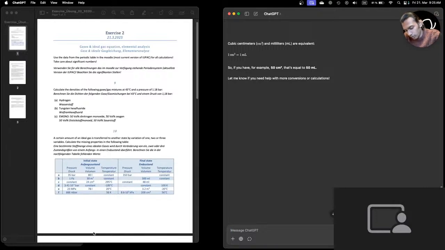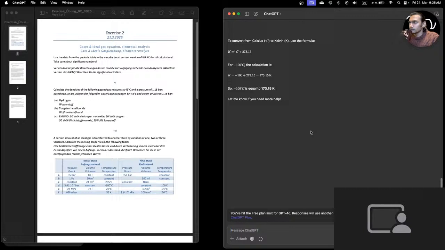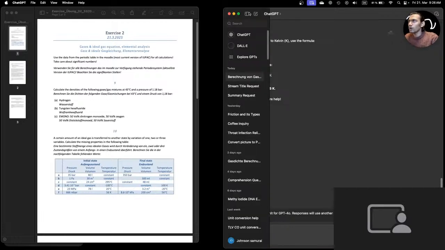Okay, P1 equals 3 bar. It's a bar. Temperature T1 equals minus 100. That would be once. I forgot. 173.15.